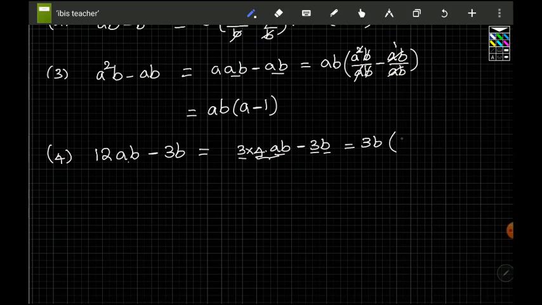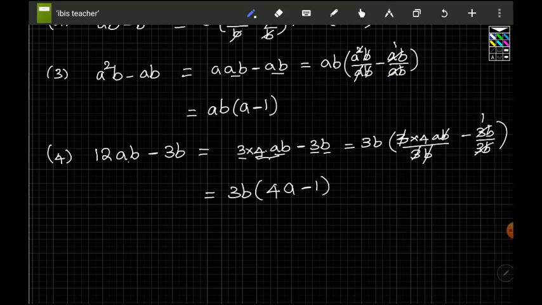Okay. So we can write it as 3 into 4 into AB minus 3B. What we have taken out is 3B, so we are going to divide by 3B. Then 3B and 3B cancelled. We are left with 1. So the answer here is 3B into 4A minus 1.